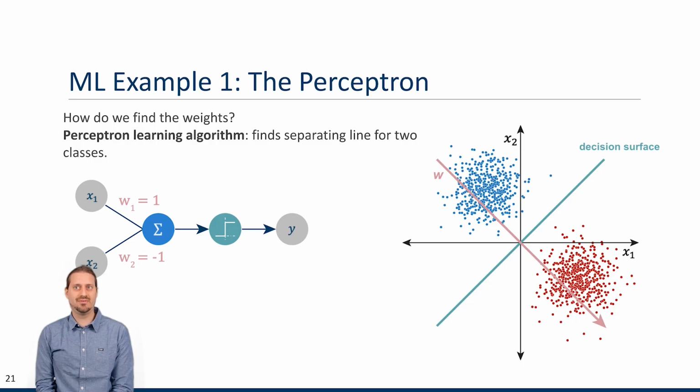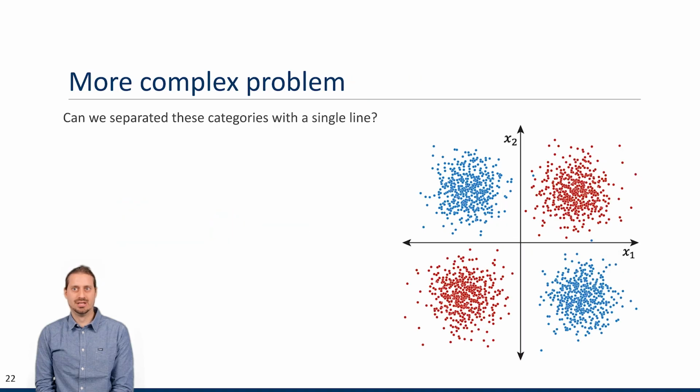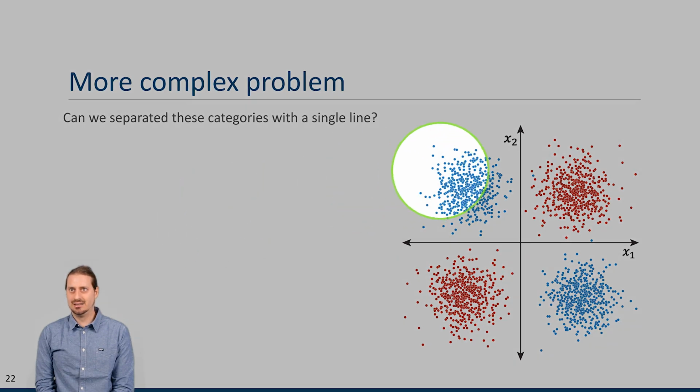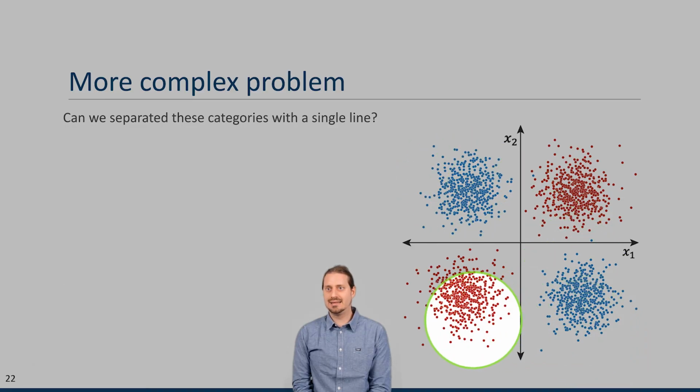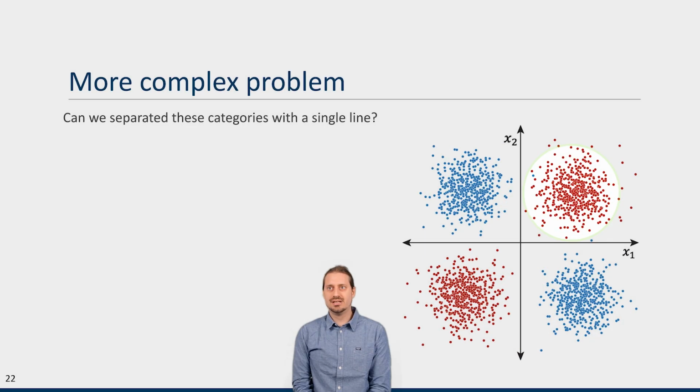And so this was, of course, a very simple example, just with two classes and two dimensions, but all of this also works for more complex scenarios. So let's look at a slightly more complex problem now. Let's say we again have our two categories, but now they are distributed like this. We have the blue category here, and the red category here and here. So can we apply the perceptron that we just discussed to this problem? This question boils down to: can we separate these categories now with a single line?